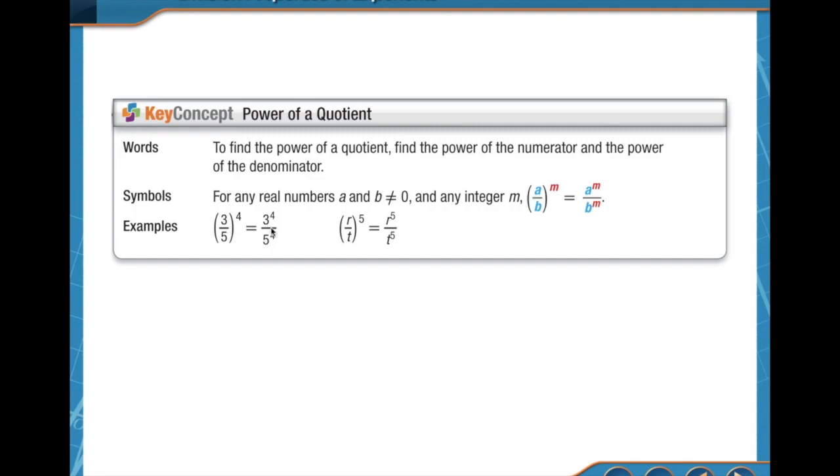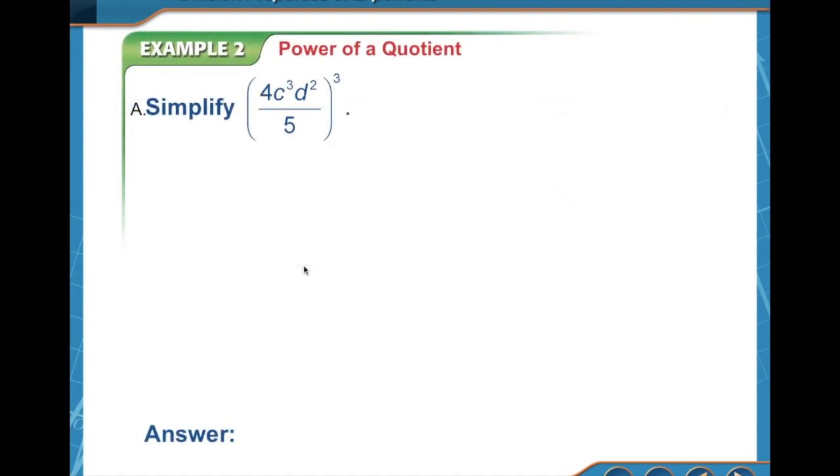So this would look like that. If we had just variables, say r over t, all to the fifth, that's the same thing as r to the fifth over t to the fifth. So the rule tells us apply your power to both top and bottom. So let's look at an example of that.